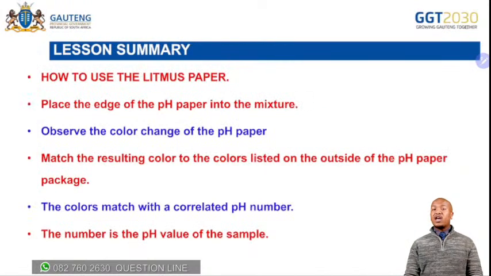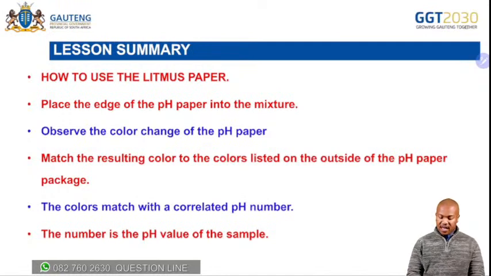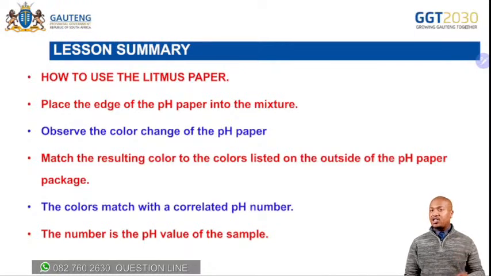We also talked about how to use litmus paper. We said you place the edge of the pH paper into the mixture. Secondly, you observe the color change of the pH paper. Then you match the results to the colors listed on the outside of the pH paper package. Then the colors that match with a correlated pH number will tell you the pH range, and also the number is the pH value of the sample.